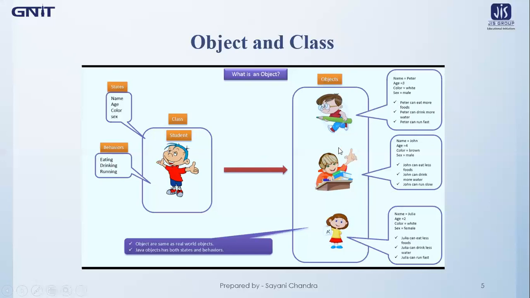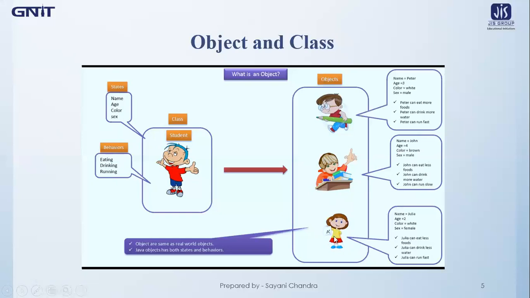This is another object of the student class. Why? Because his name is John, age is 4, color is brown, and sex is male. So these are the properties of the student class that are also there in this object. Similarly, John can eat less foods, John can drink more water, John can run slow. That means these are the behaviors that are also there in this object. So this is also a student object.